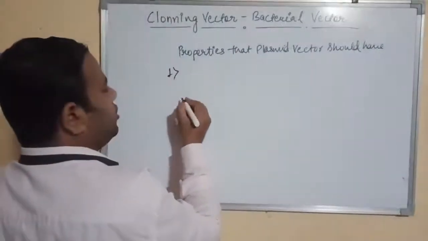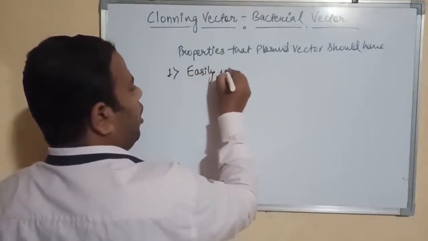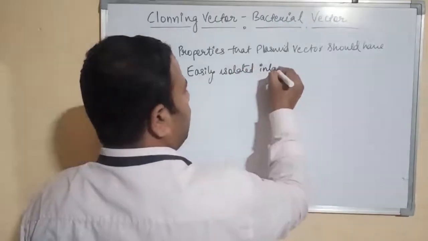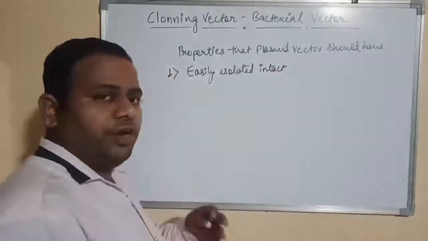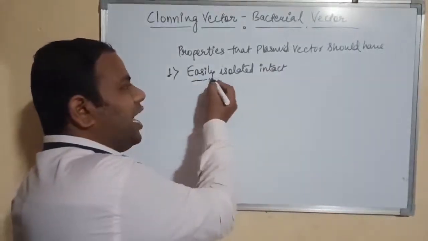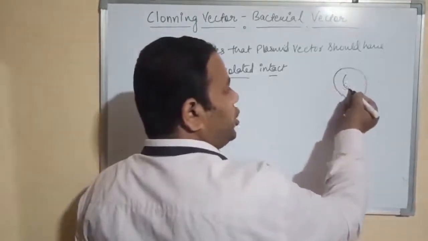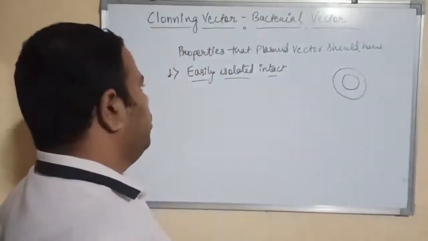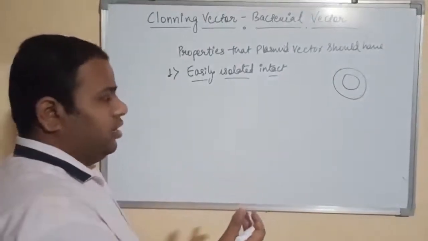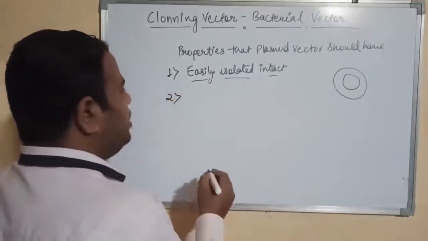So first, it should be easily isolated, intact. Means when we have introduced this plasmid vector into the bacterial cell, then we should be able to easily isolate it, and that too intact, means in its natural form, and it should not be distorted. So the first property is that the plasmid should be easily isolatable.